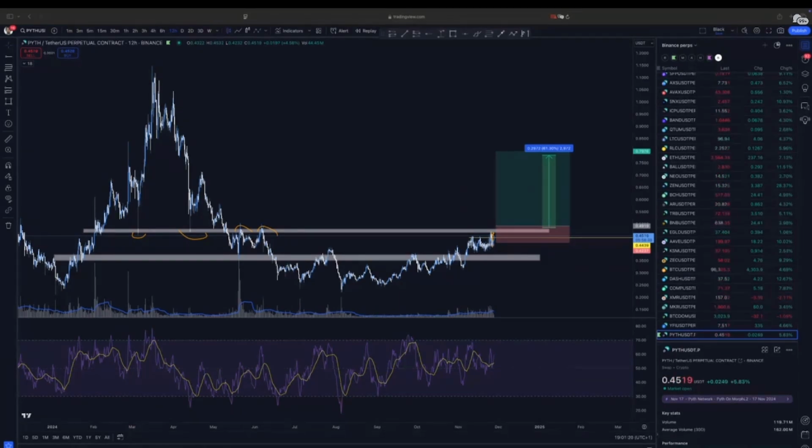Use fibs on memes. Yeah, I mean, I use fibs too. I use the golden pocket thing. Look for the left, broken structure.